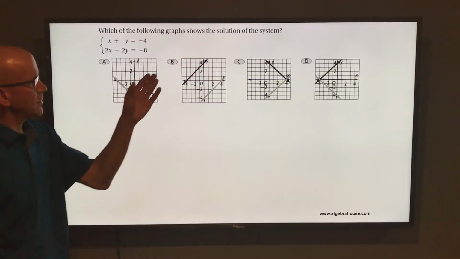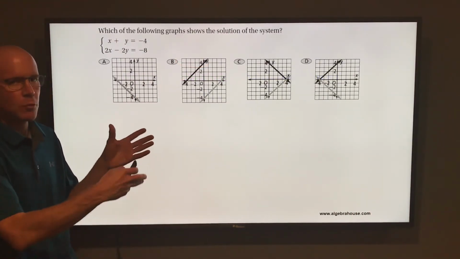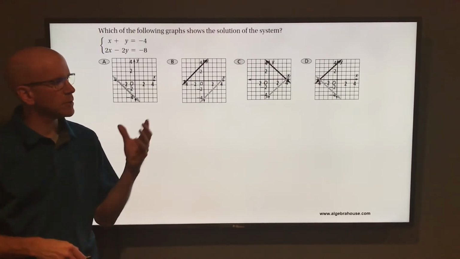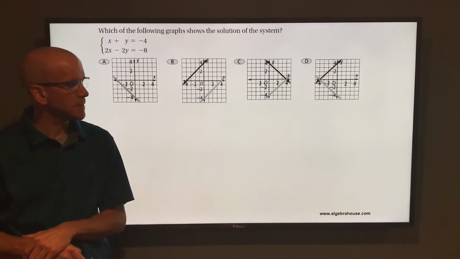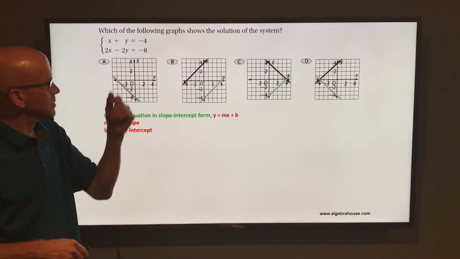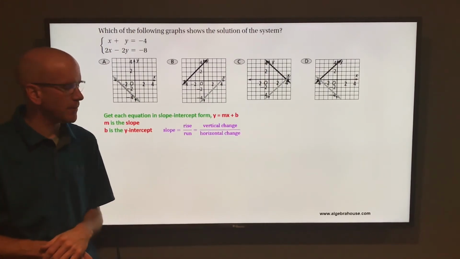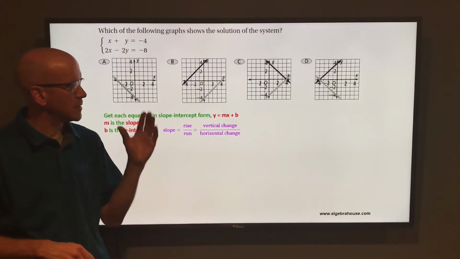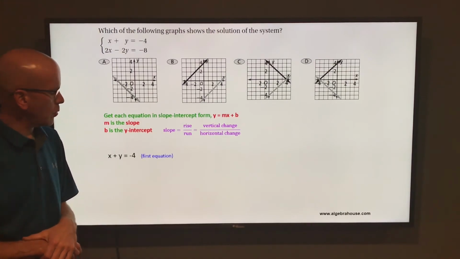Which of the following graphs shows the solution to the system? So this time you're looking at the graphs and you're going to decide which of those graphs matches the solution to this system. I would take each of those equations and break them down into slope-intercept form so you can see the slope and the y-intercept, and then you can match that up with one of those graphs.